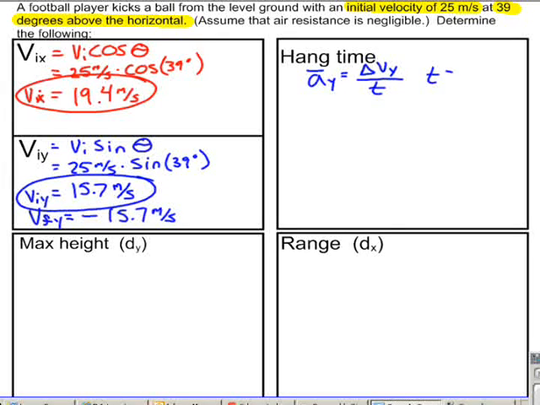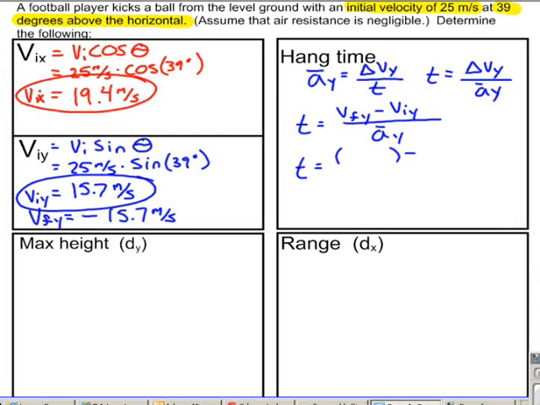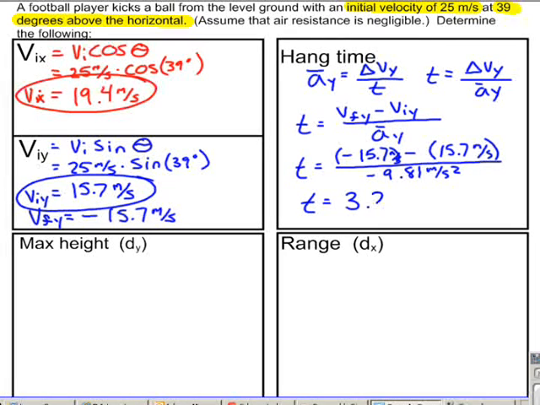We're going to use the formula average acceleration in the y direction equals change in velocity in the y direction divided by time. If we rearrange it to solve for t and expand out that delta Vy, we'll have time equals final velocity in the y direction minus initial velocity in the y direction divided by the acceleration in the y direction. Now plugging in my final velocity in the y direction of negative 15.7 meters per second and my initial velocity of 15.7 meters per second, dividing it all by negative 9.81 meters per second squared, I wind up with a time of roughly 3.2 seconds. So that's our total hang time.